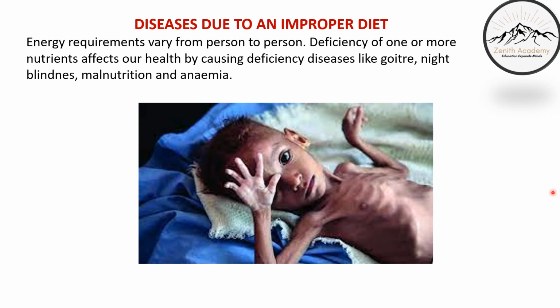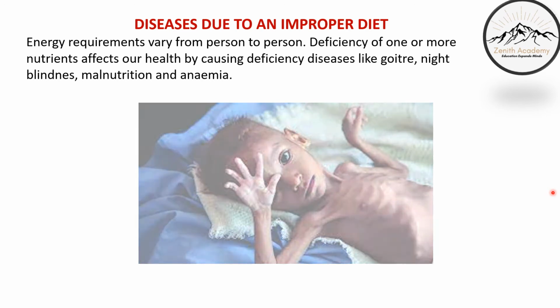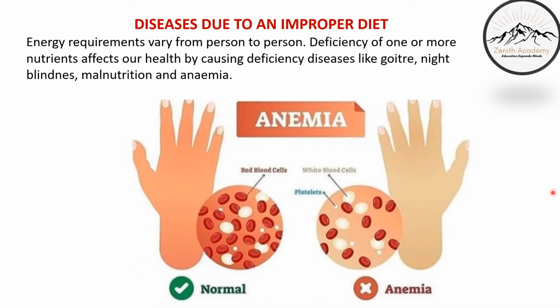This is a picture of malnutrition, and then there is a disease known as anemia. You can see here, this is the hand of a normal person which has enough RBC, and an anemic person lacks the number of RBC. Okay, RBCs are red blood cells.